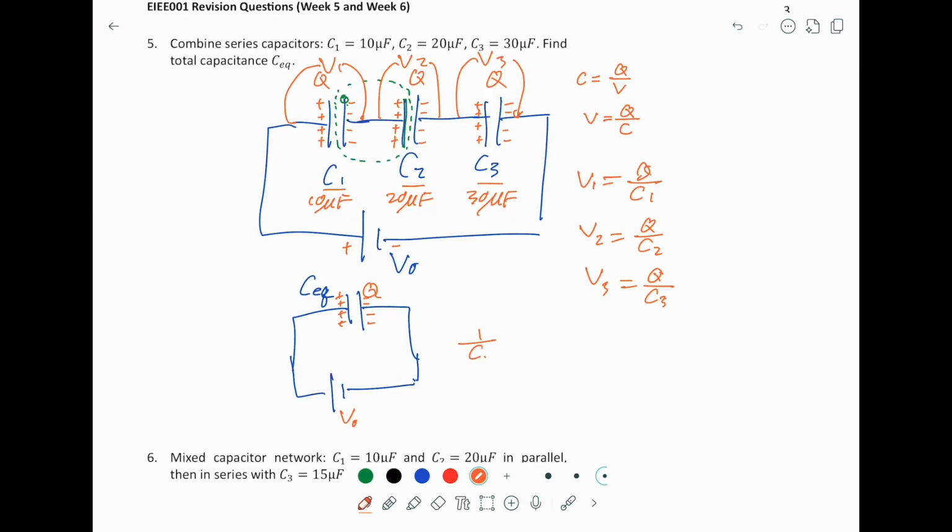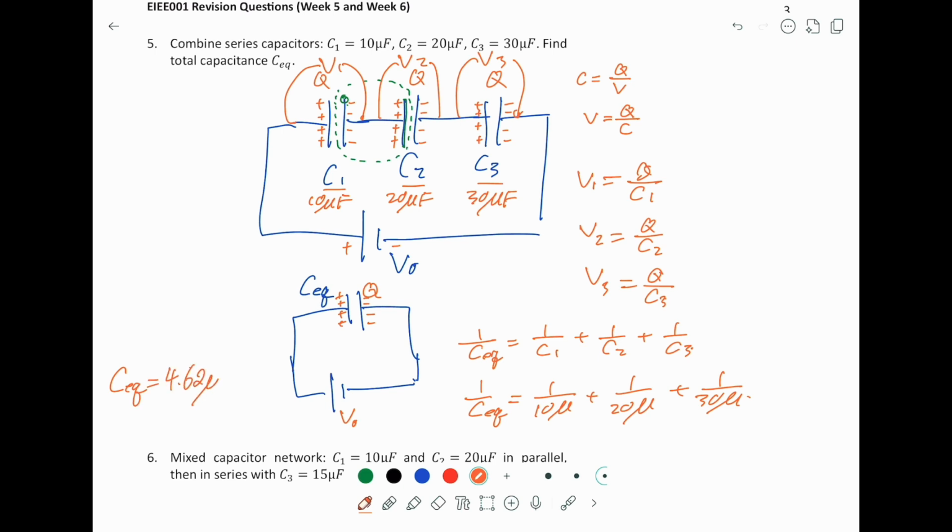1 over C equivalent is equal to 1 over C1 plus 1 over C2 plus 1 over C3. So 1 over C equivalent is equal to 1 over 10 micro, I drop the unit, plus 1 over 20, plus 1 over 30. And if you plug this into a calculator, this is equal to 4.62 microfarad.